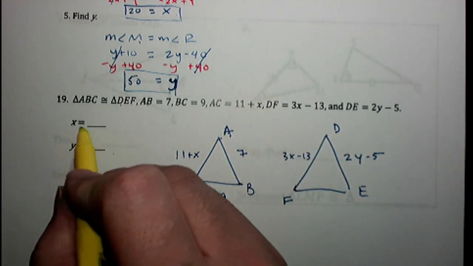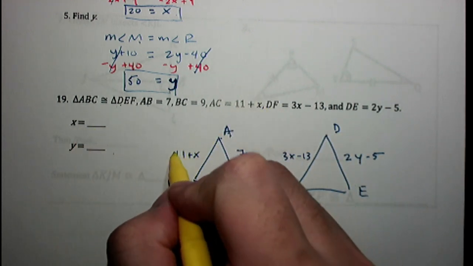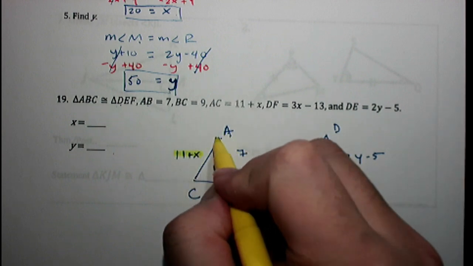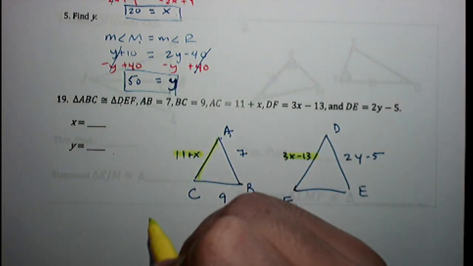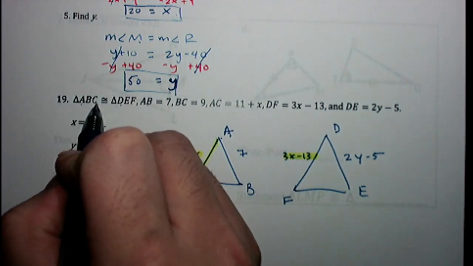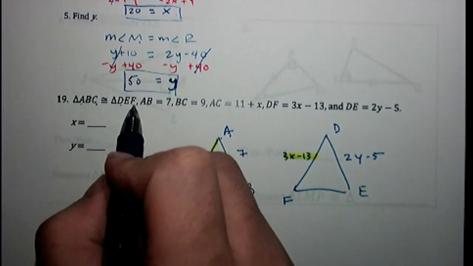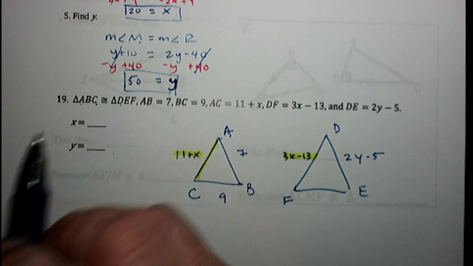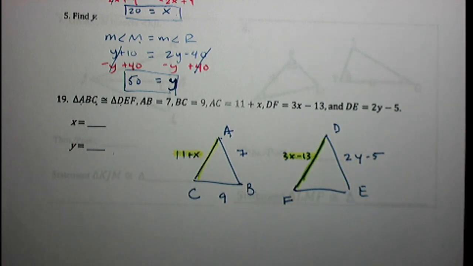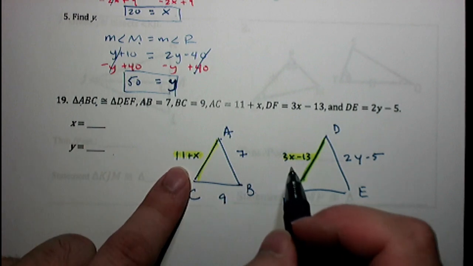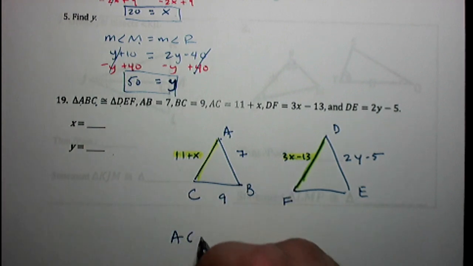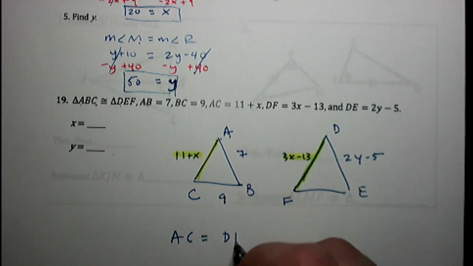So I'm going to go ahead and find the value of x. I see an x here, x there. 11 plus x is part of AC. AC is the first and the last letters, so I should look at the first and the last letters of this triangle, which is DF. So it's right there. You know for sure that they correspond to each other and they are congruent by CPCTC. So I can say that AC is equal to DF.